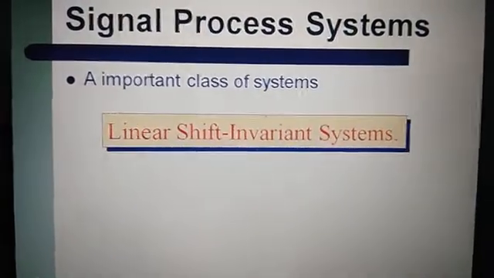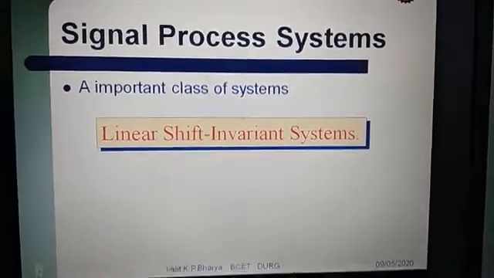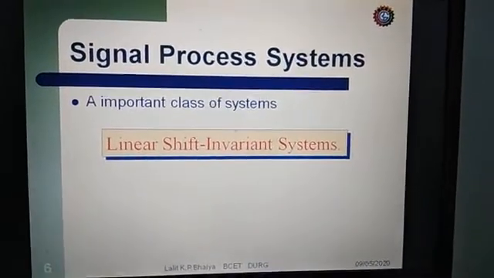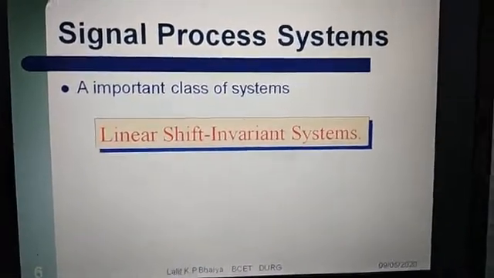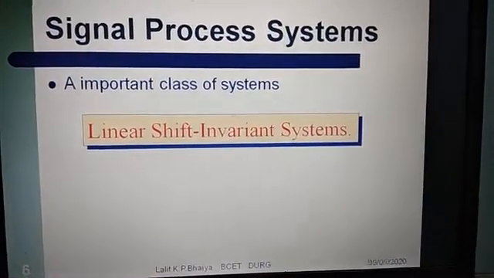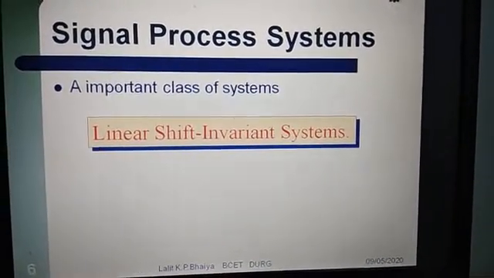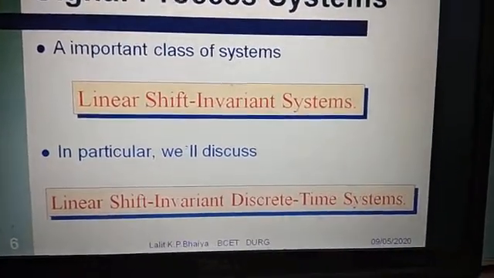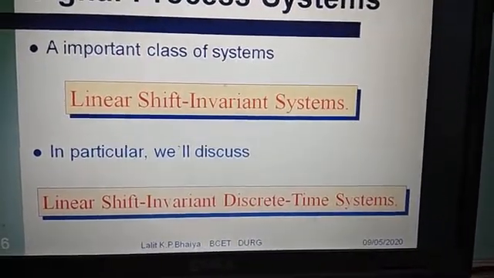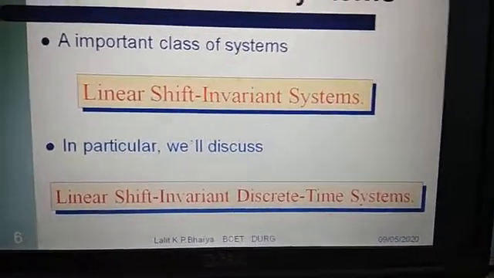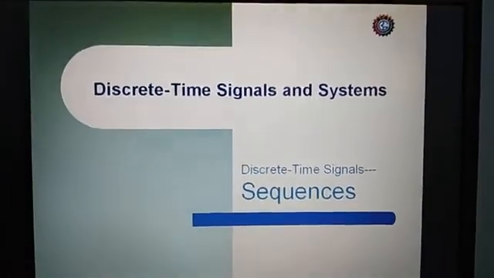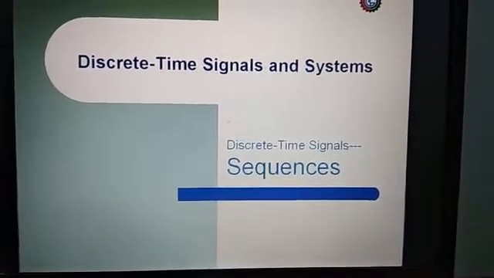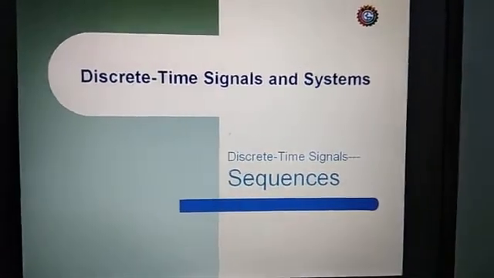An important class of system that plays an important role in digital signals and systems is called a linear shift invariant system or linear time invariant system. It is also called LTI systems. In particular, we will discuss the linear shift invariant discrete time system, LTI DTS, and we will go through separate videos on the LTI system also. Let us go through the basics of sequences.